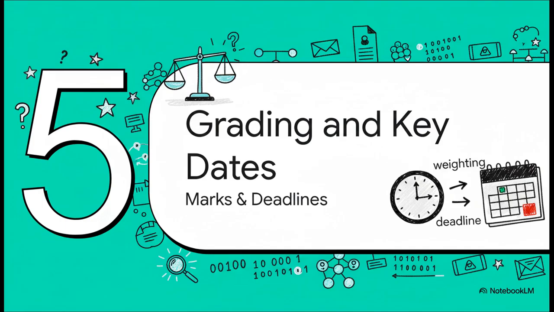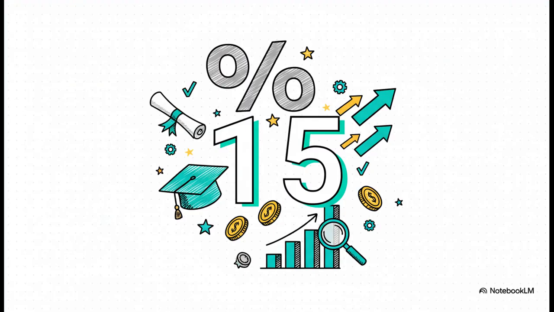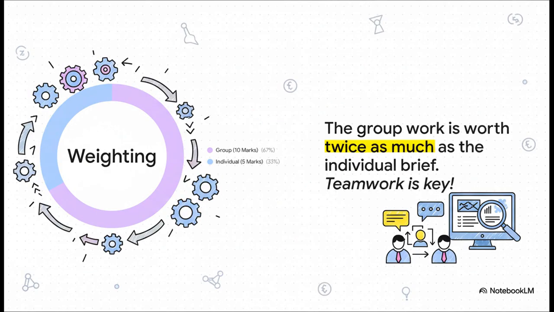Okay, let's talk about the stuff everyone really wants to know about: grading and key dates. How many marks is this worth, and when is it due? The whole project, everything we've talked about, is worth 15 marks. So, yeah, it's a pretty big deal for your final grade. And here's how those 15 marks are split. The group work, Part B, is the lion's share. That's 10 marks. Your individual work, Part A, is worth 5 marks. So it's pretty clear that strong group collaboration is going to be absolutely essential.